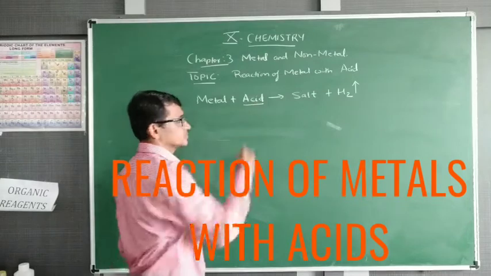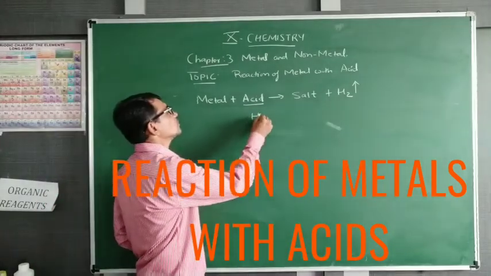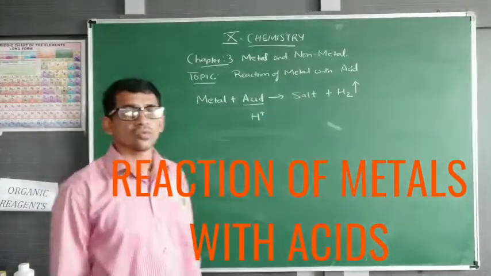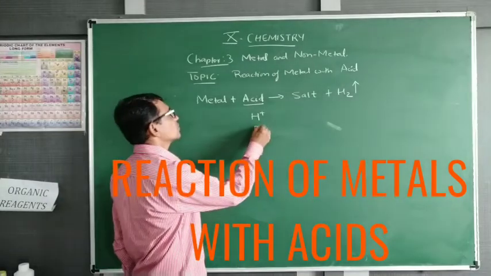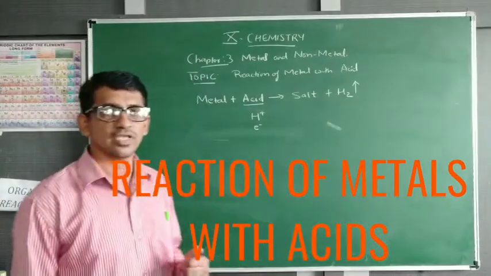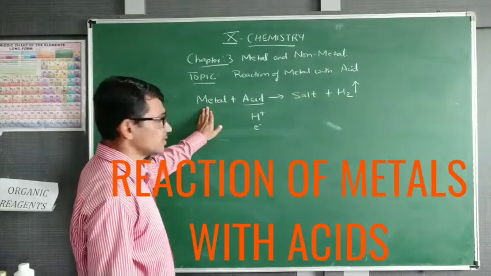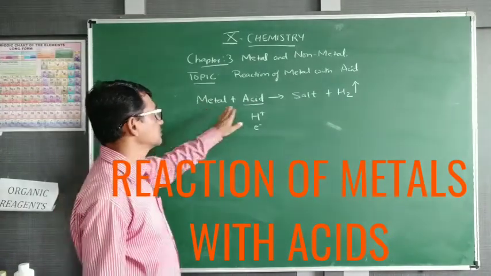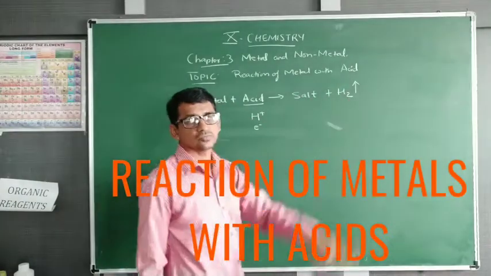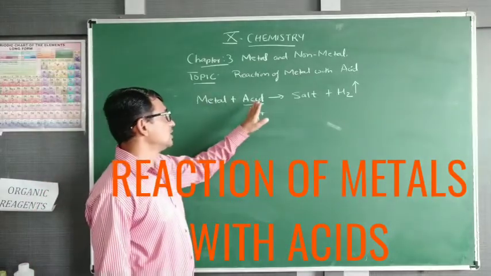First, acid. Acid is a substance which donates a proton, containing H plus ion, or which takes an electron pair. Remember this: acid is a substance which donates a proton or takes an electron pair. When this acid reacts with metal, it will form salt and hydrogen gas is produced. So that is the main reaction of metal with acid.